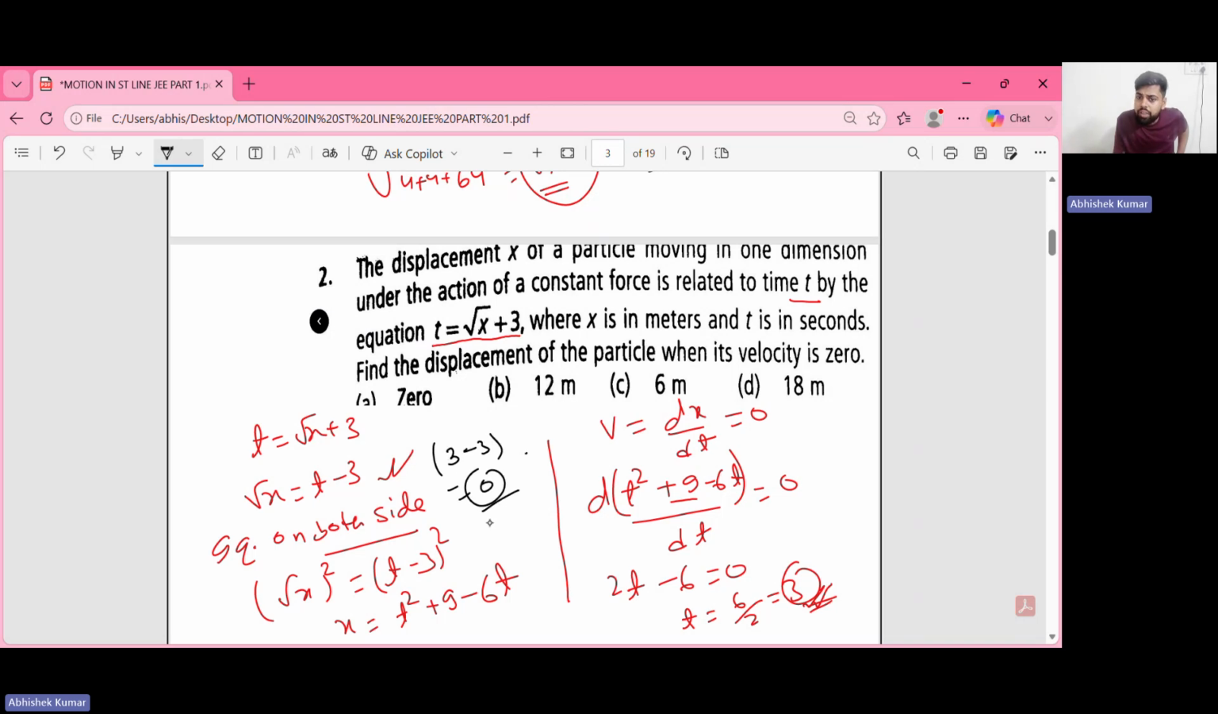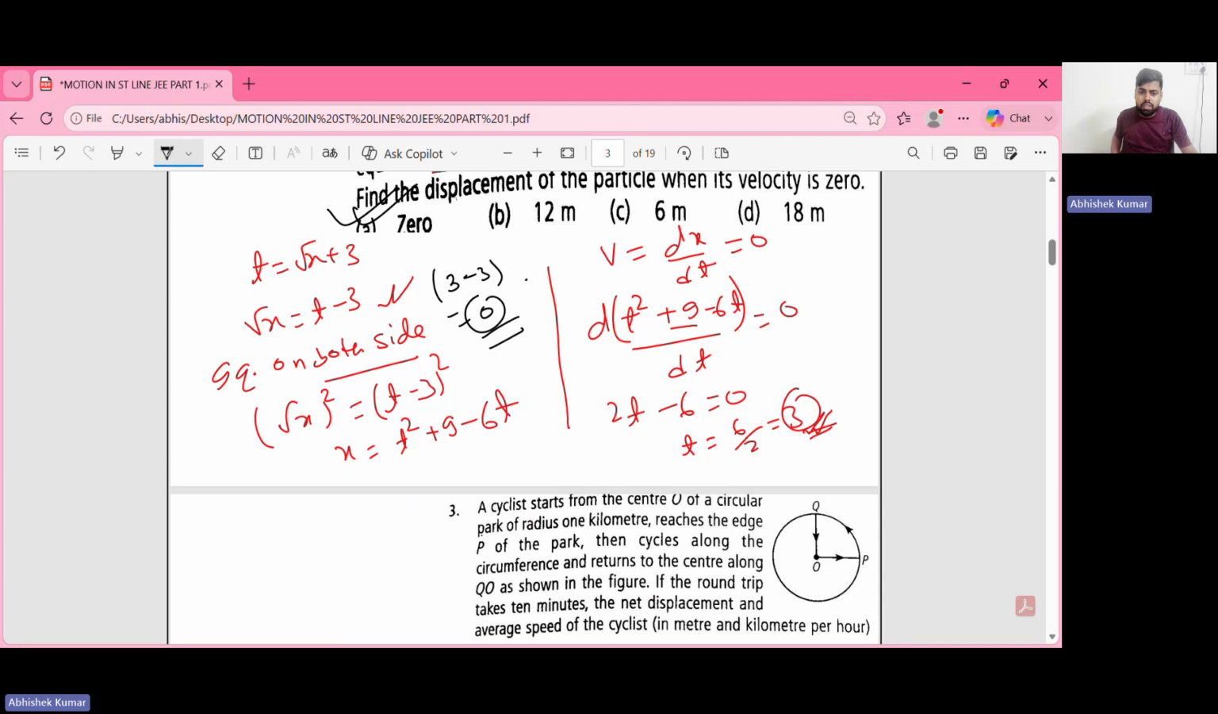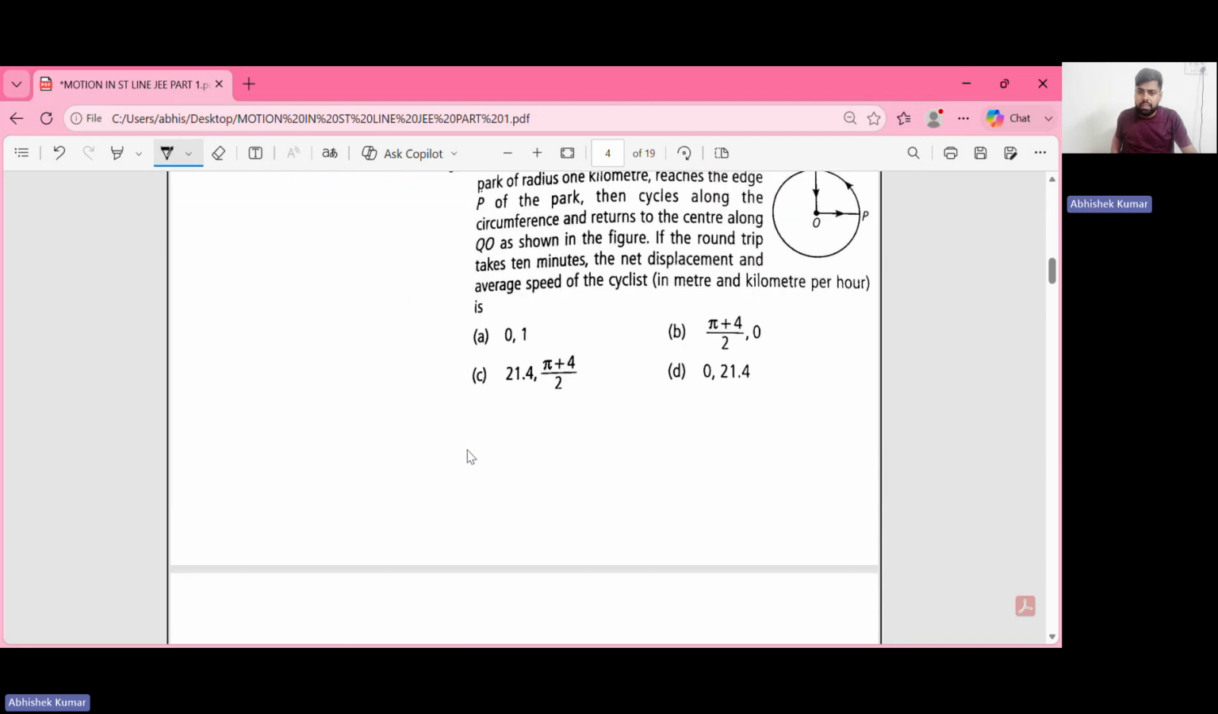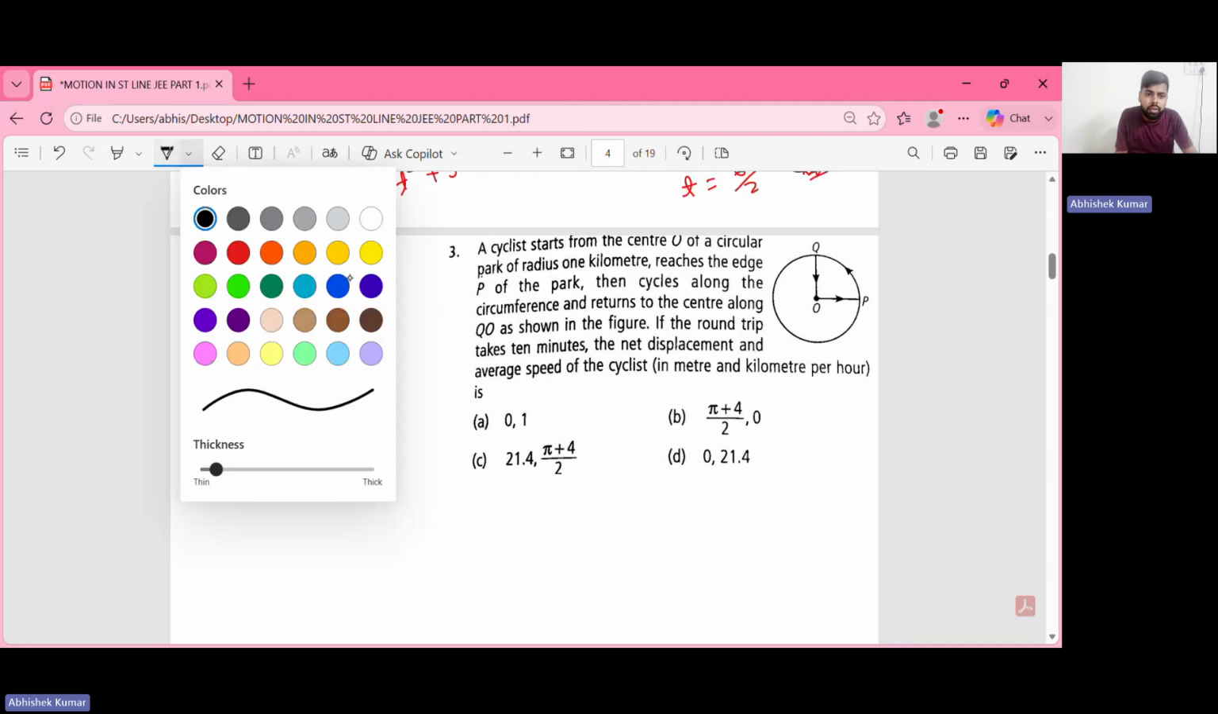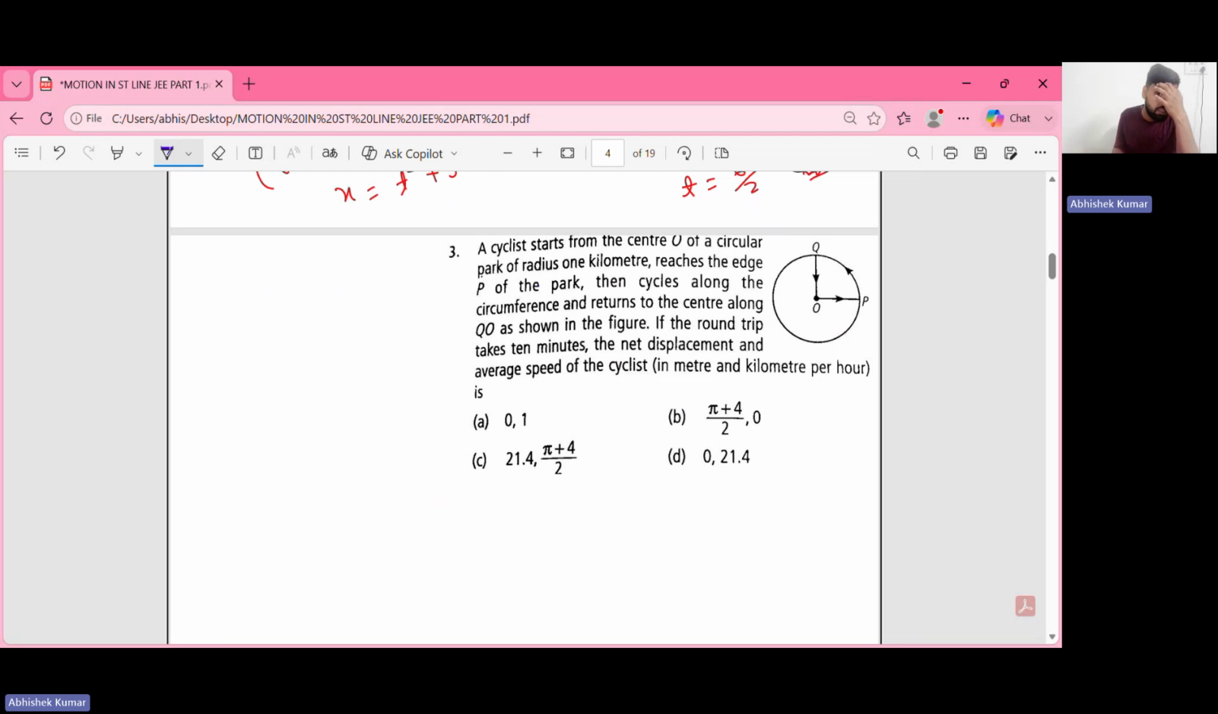So it means displacement is how much to you at that point? It is 0 is the answer. Got it? Now see the next question. I hope this is a very interesting question and I hope you will be able to do it. Take a pause and try to do it. Meanwhile, we will see here.